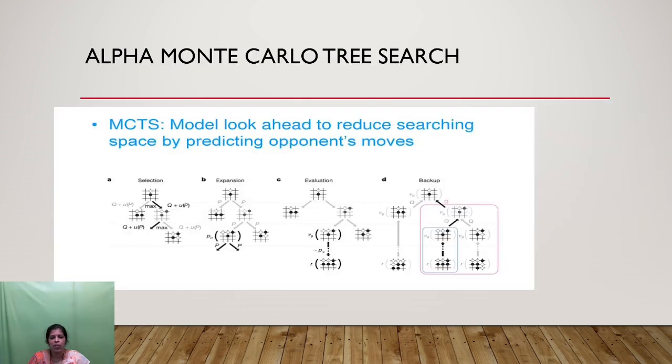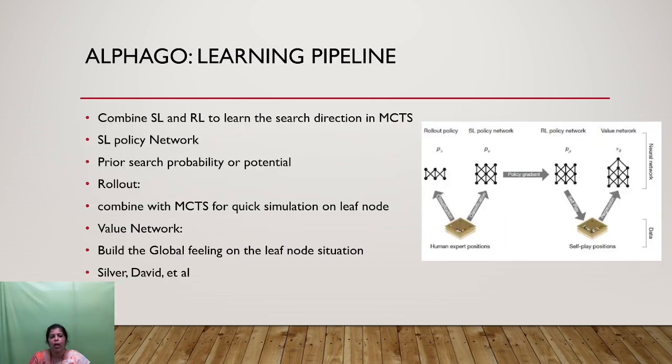This one is for Monte Carlo tree search. It reduces the search space by predicting what the opponent's move will be. AlphaGo is self-learning as well as using RL. What's the difference? Prior probability. We build a global view of the leaf node situation. What is the role of the policy, what is self-learning and RL, and what is the value network.